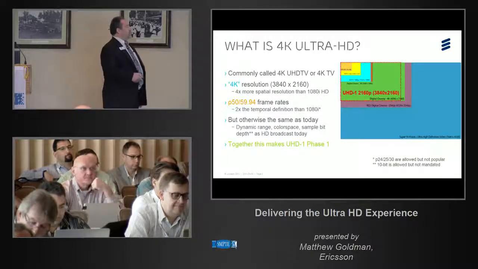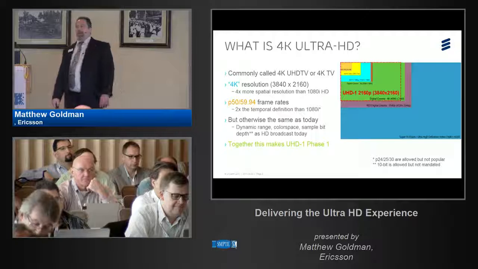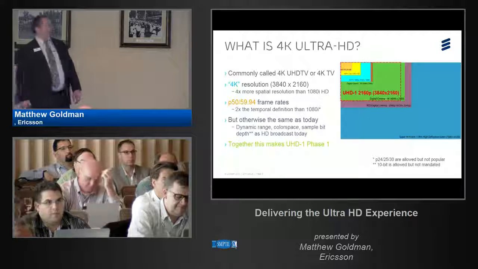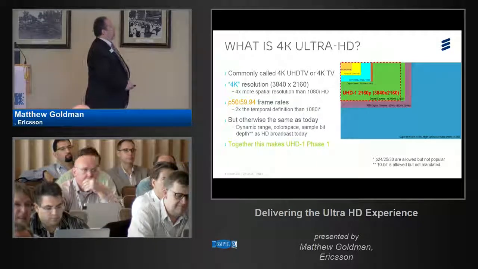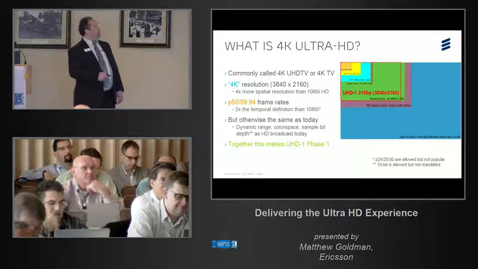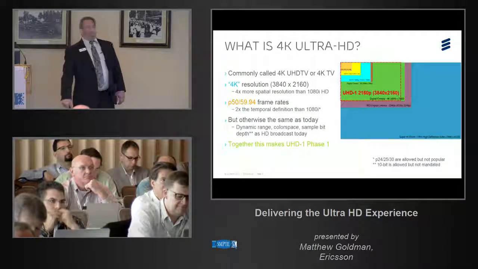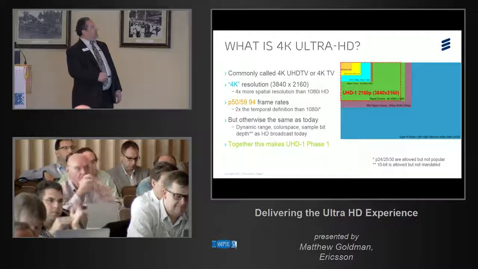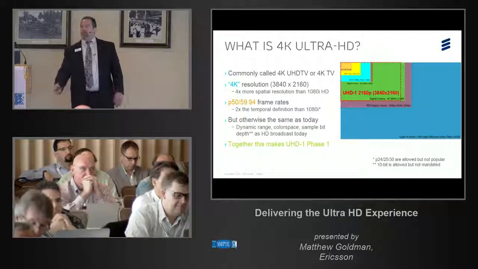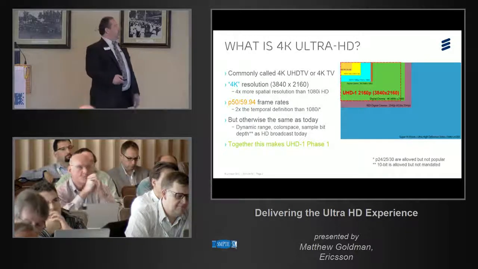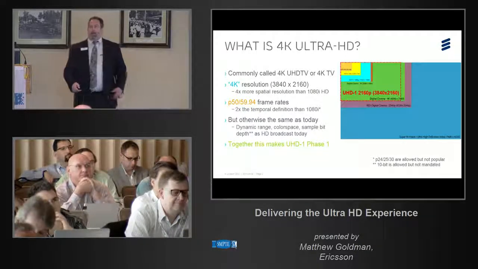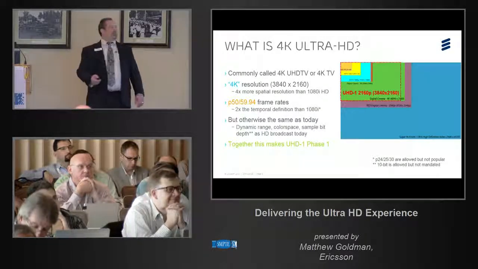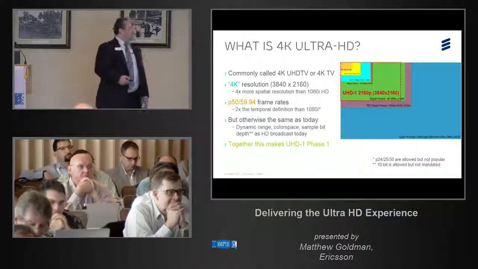So there's also something else in the industry that's being discussed right now, colloquially known as UHD1, phase 1, which is what we have now. And that basically is what we're doing with HD today, except it's progressive, 50 or 60 frames per second, depending on the region of the world. So it actually has twice the temporal resolution of what's usually broadcast as 1080i HD. But otherwise, it's pretty much the same. So the dynamic range, the color space, the sample bit depth, looks like we're losing power, is the same as broadcast today.